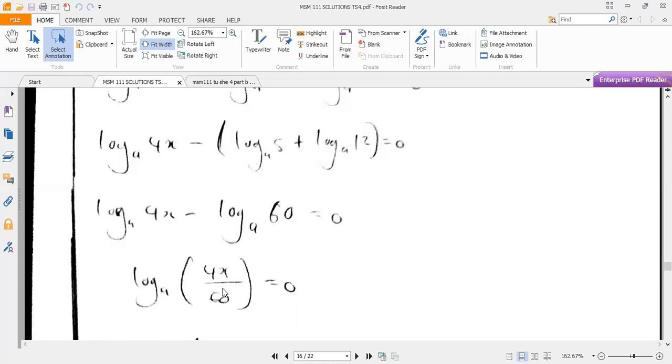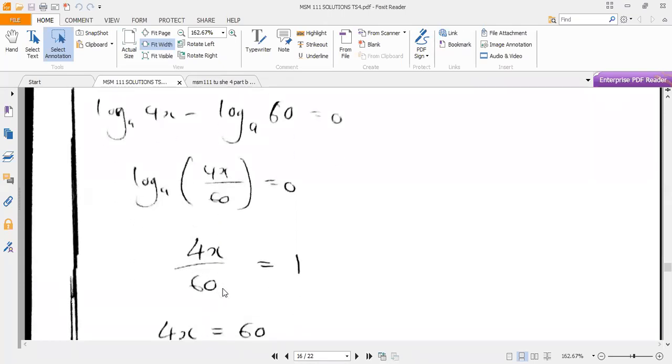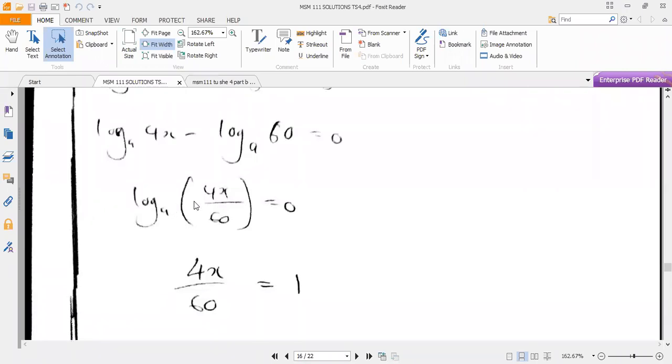Now, what is 4x over 60? We can easily simplify this. Since we have log base A of 4x over 60, using that principle now, there's a log on this side, so we can take it the other way round. Here it's 0, so it will be A to the power 0. Now, what is A to the power 0? What is anything raised to the power 0? It's simply 1. Always keep that in mind. Any number raised to the power 0 is simply 1. You can even say any letter raised to the power 0 is simply 1. It will never change. So you know that 4x over 60 is equal to 1. Hope we are clear there.